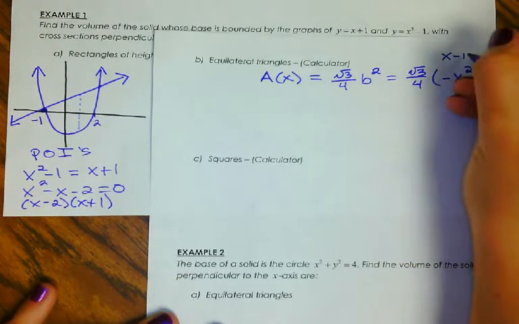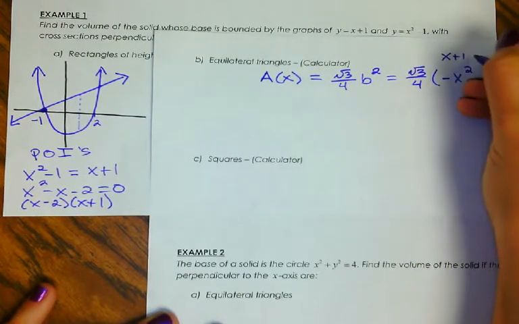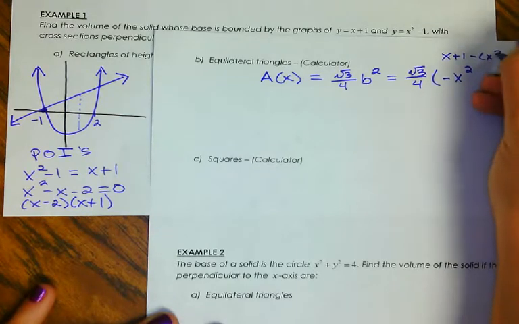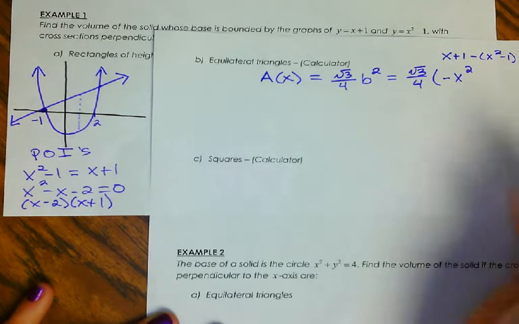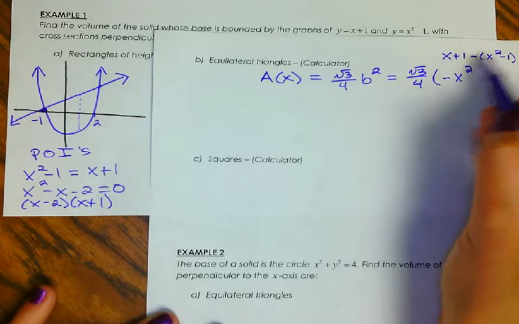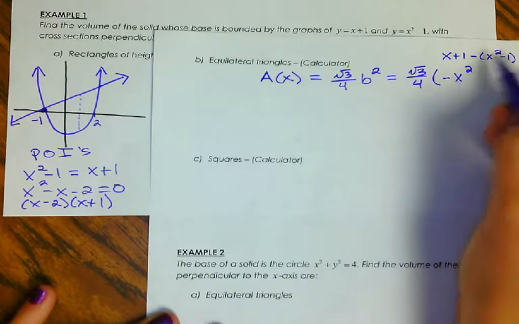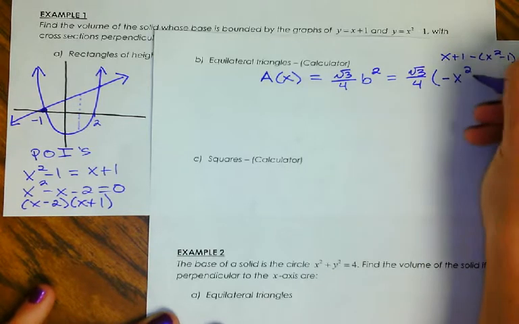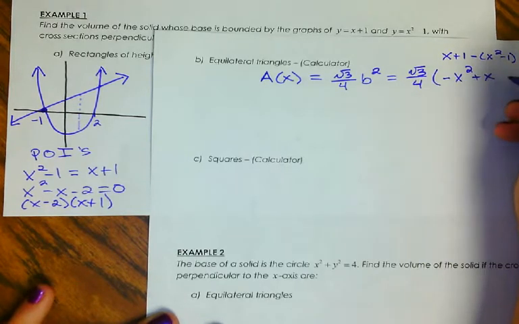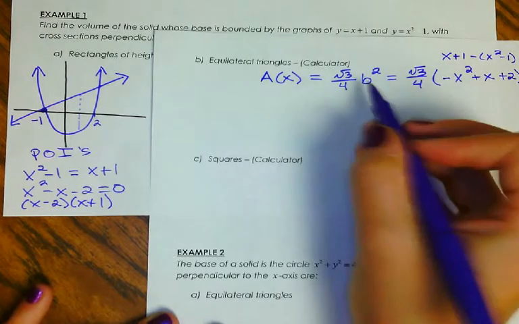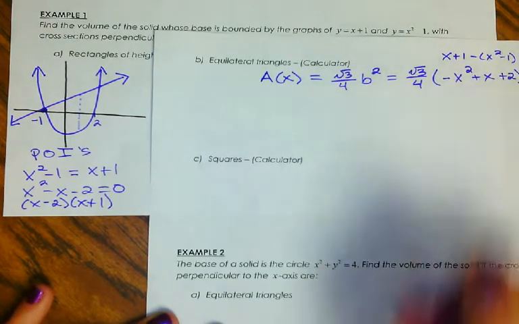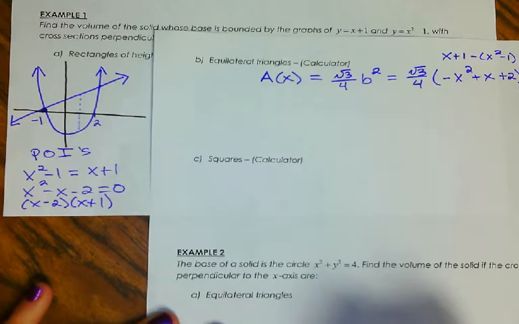So if you did this minus that bottom curve, right? Top minus bottom, that's how you're going to get it. So if you distribute this negative, you get a negative x squared. You distribute that, you're going to get a 1 plus 1 is 2, and then a positive x squared there. So just like before. And then it was base squared, so this thing needs to be squared.